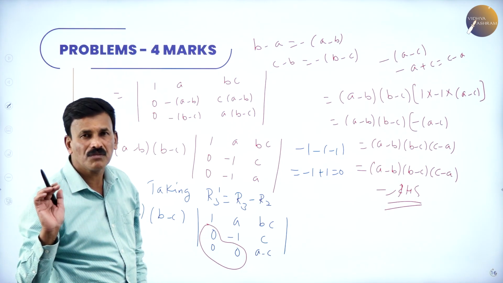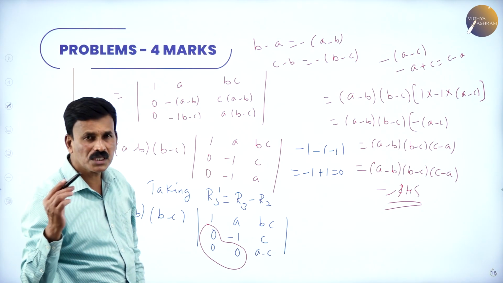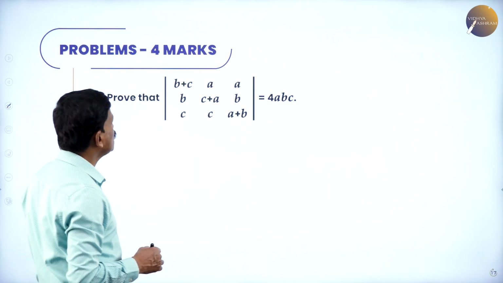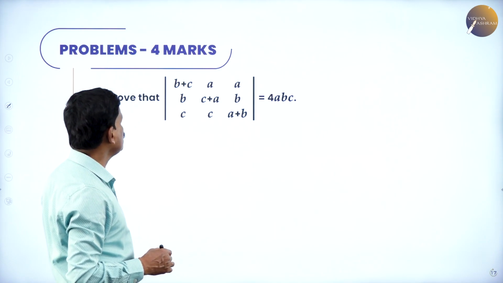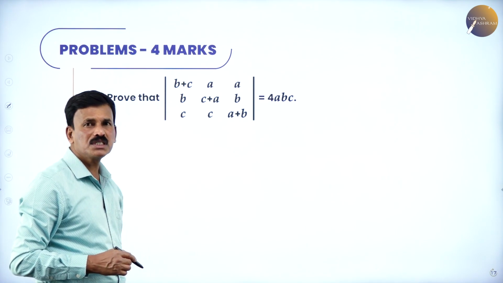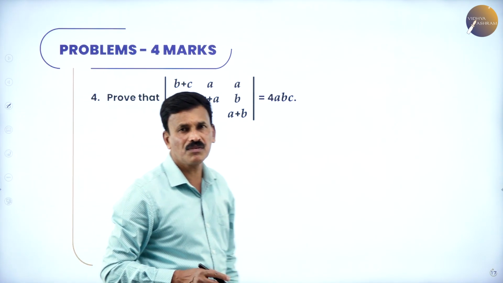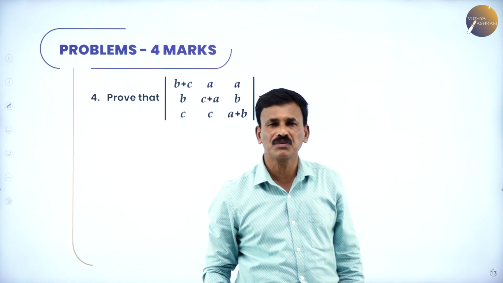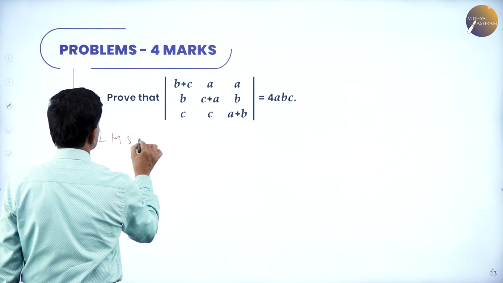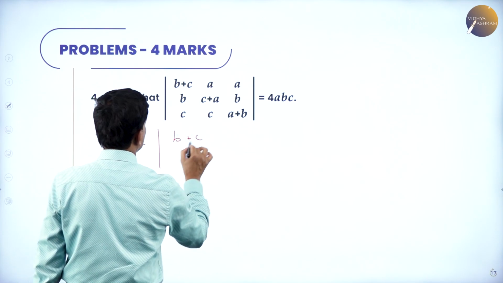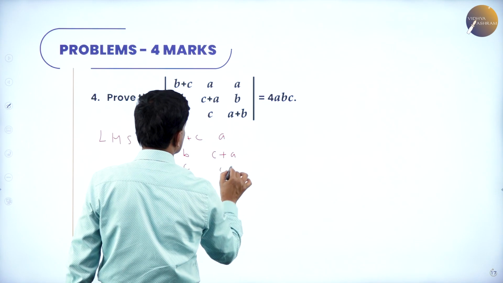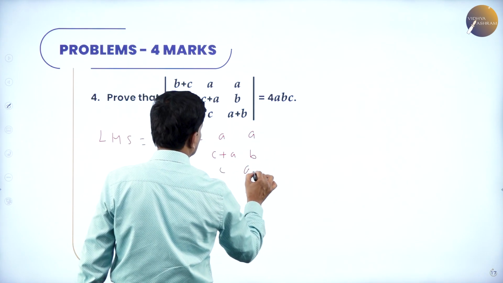Very easy and very important. Now, let us come to the next problem. Now, prove that the determinant with rows B plus C, A, B; C plus A, B, C; A plus B, is equal to 4 times A, B, C. This is also a very, very important problem indeed for 4 marks. Now, let us take LHS. What is LHS? B plus C, B, C, A, C plus A, C, A, B and A plus B.